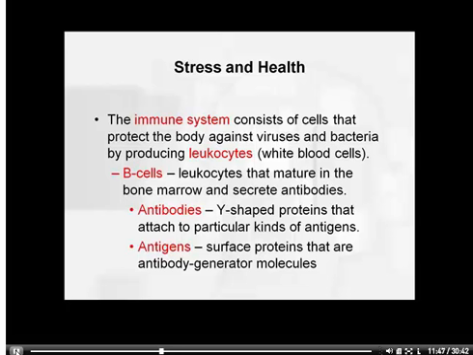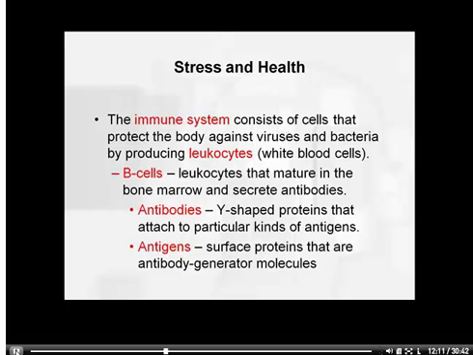So we're going to learn about the different parts, and so the B cells. B cells are leukocytes that mature in the bone marrow and they secrete antibodies. So I'm taking this directly from your textbook. Maybe you just want to highlight it there. So B cells, if you can remember, B cells, bone marrow. And then antibodies are Y-shaped proteins that attach to particular kinds of antigens.